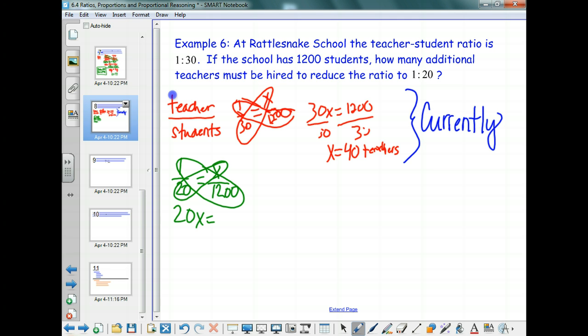Okay, cross multiplying. So 60 what? Teachers. So we have how many? 40. We want to have how many? 60. So how many do we want to hire? 20. So Charity, you can just write down a sentence that says we want 20 new hires, or something like that, 20 additional teachers hired. That's what this found for us, right?